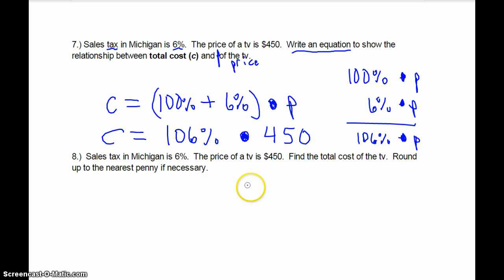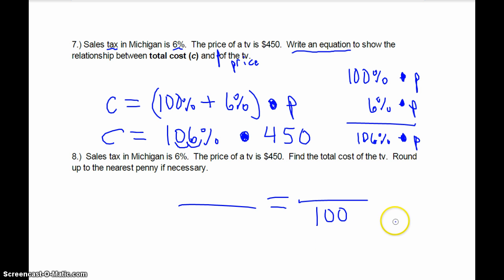The other equation that would be acceptable would be the cost is 1.06 times the price of $450, because 106%, 106 out of 100 is the same as 1.06. So now I want to find the total cost of the TV. I could do it with a proportion if I want. I could solve this equation if I want. It would just be 1.06 times 450.